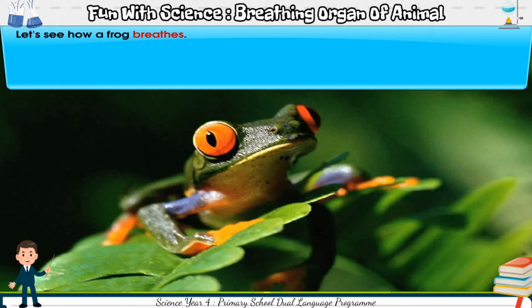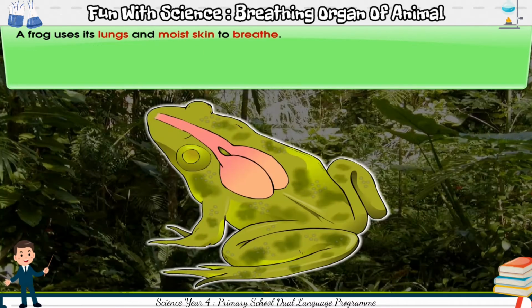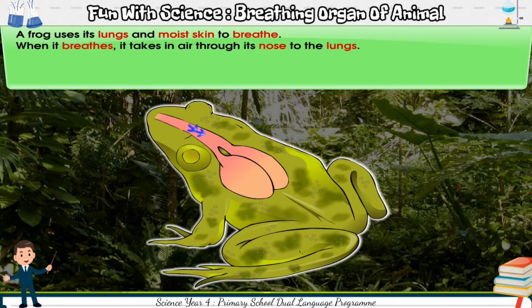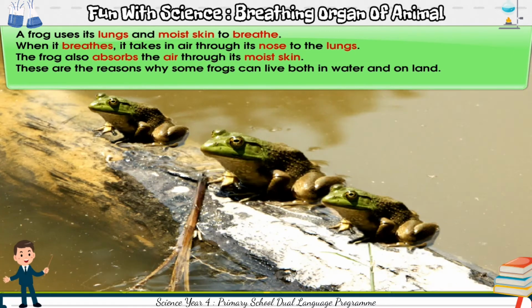Let's see how a frog breathes. A tadpole uses gills to breathe. A frog uses its lungs and moist skin to breathe. When it breathes, it takes in air through its nose to the lungs. The frog also absorbs the air through its moist skin. These are the reasons why some frogs can live both in water and on land.